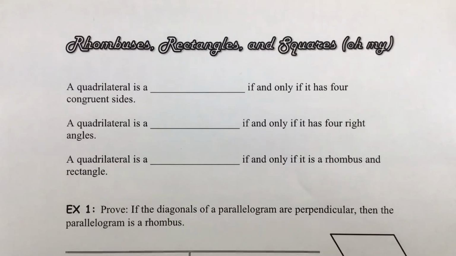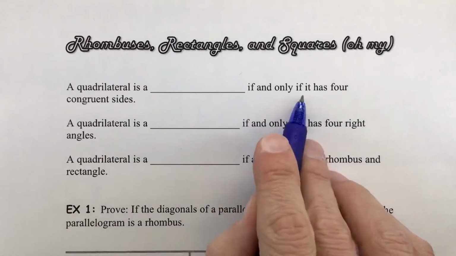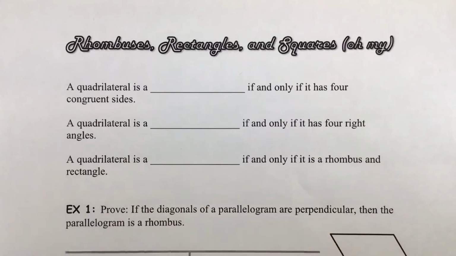However, these are very particular types of parallelograms. They each have a certain aspect to them that makes them unique, which is really part of their definition here. And what we're going to do is just identify what those are at the beginning. A quadrilateral is a blank if and only if. So notice that biconditional statement here, using that as a definition. A quadrilateral is a blank if and only if it has four congruent sides.